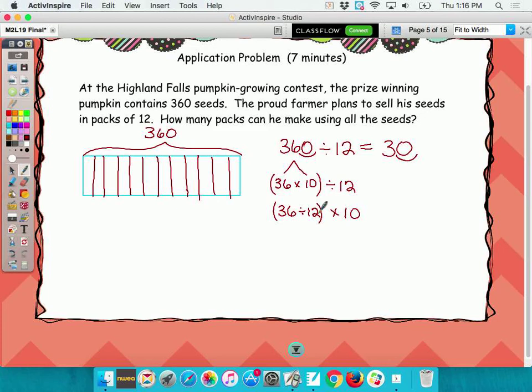36 divided by 12. Isn't that what we did up there? We did it in our heads, didn't we? Which is what? 3. And then we take 3 times 10, and what did we get? 30. For some reason, I feel like we've done this.